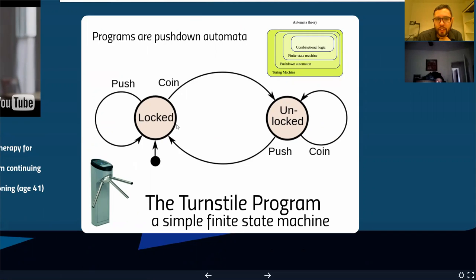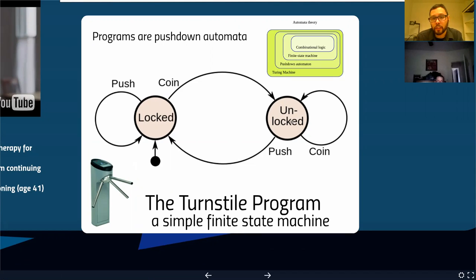This finite state machine has two states, the lock state and the unlock state. It starts in the lock state. If you're in the lock state and someone tries to push on the turnstile, you're going to stay locked. It's not going to change anything. But if it's locked and someone puts in a coin, then you move from the locked state to the unlocked state, right? So it's the coin that makes this transition.